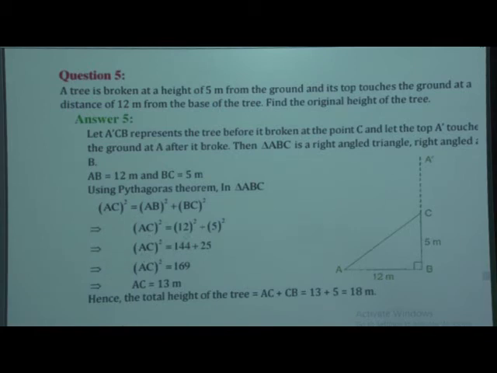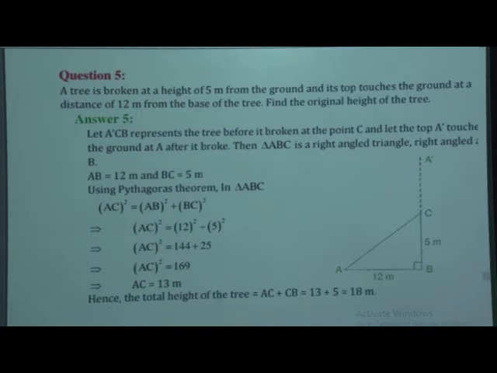So AC square is equal to, the square of 12 is 144, and 5 square is 25. Do the sum of this. So AC square is equal to 169. The square root of 169, that is AC, is equal to 13 meter. We want AC because we already have AB and BC. So AC is equal to 13 meter.